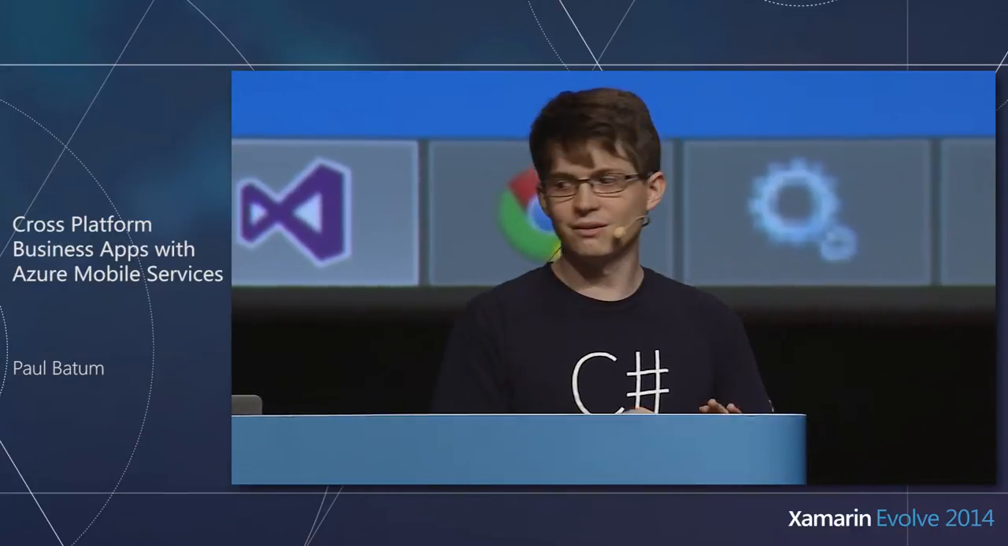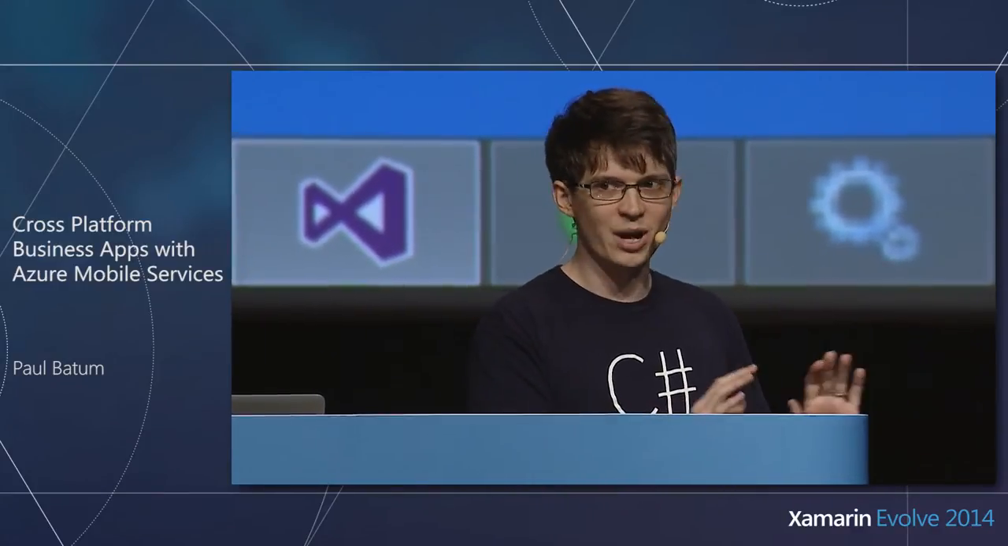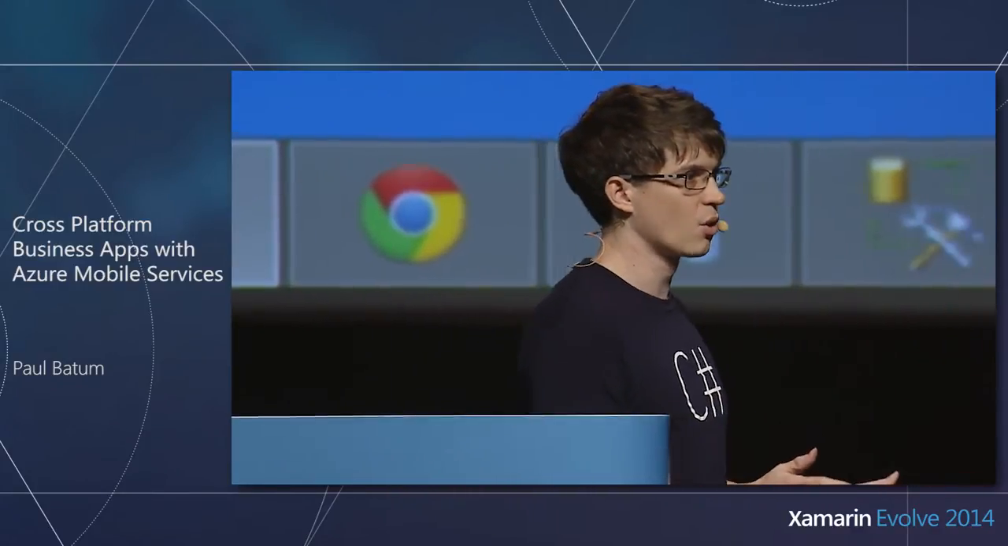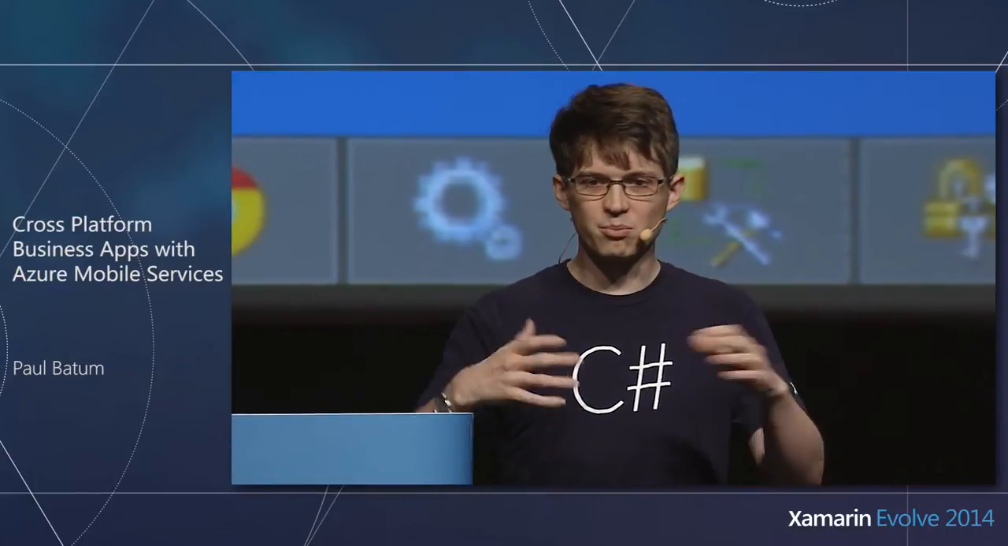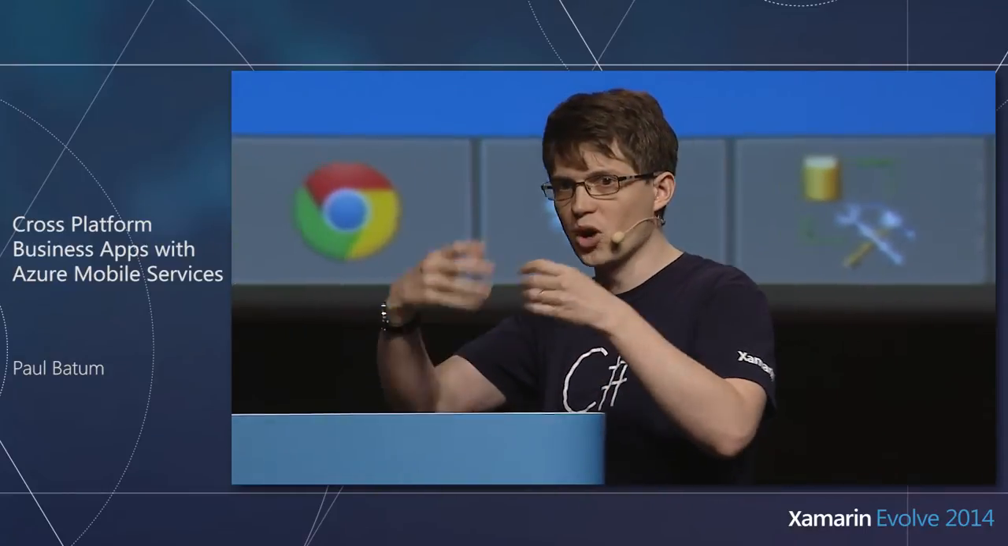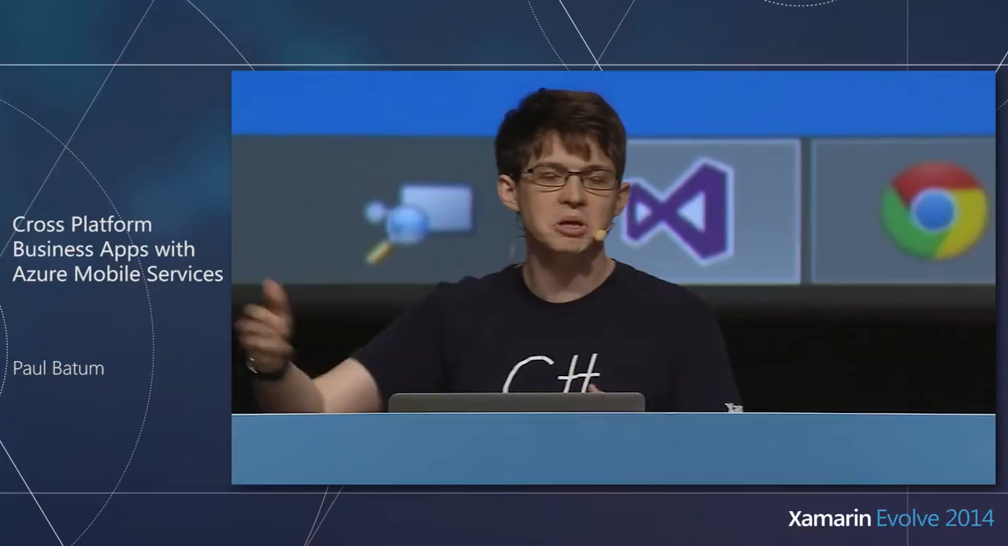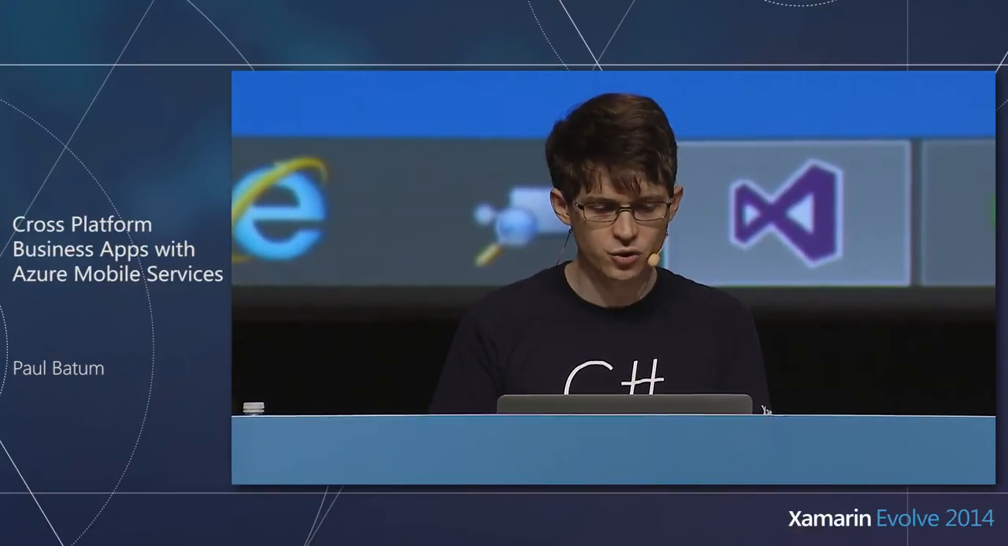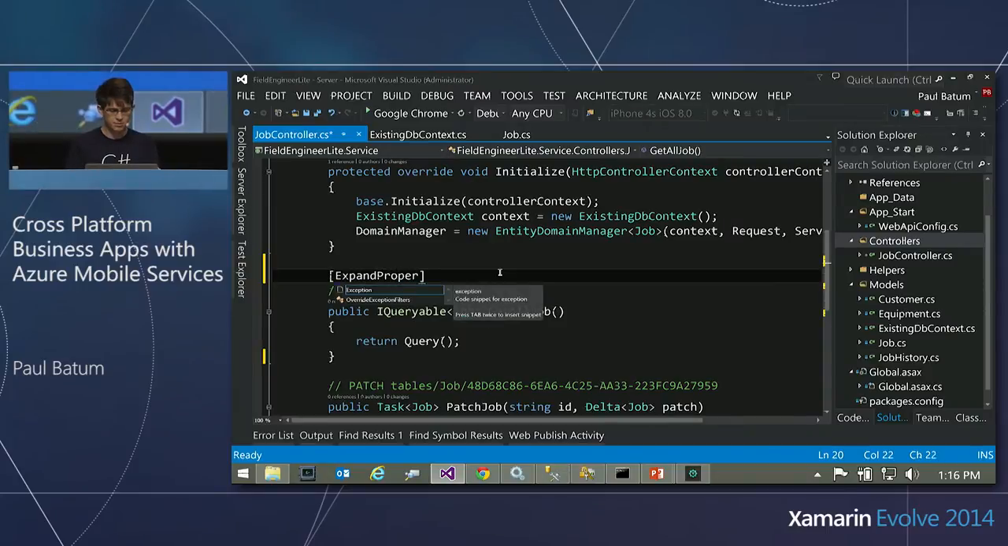Or I could say, you know what? That data for my mobile client at the moment is read-only. So why make it pull it separately and try to attach it all together? Why not just work with some denormalized data? Why not just return the customer and equipment information alongside as part of the job? So I'm just going to do that and say expand property here.